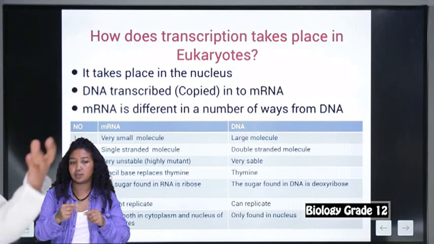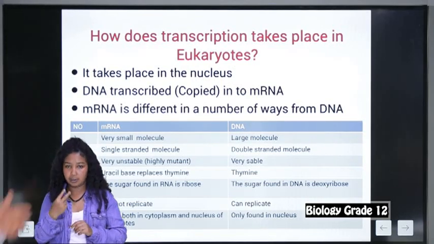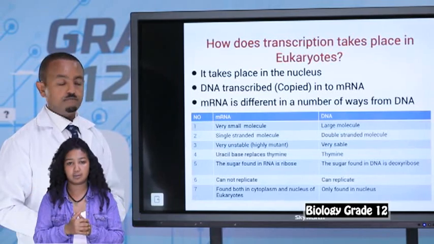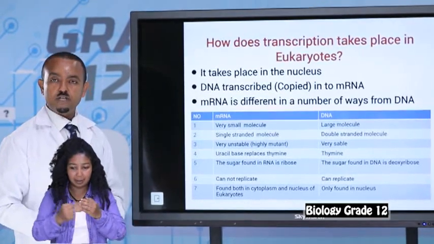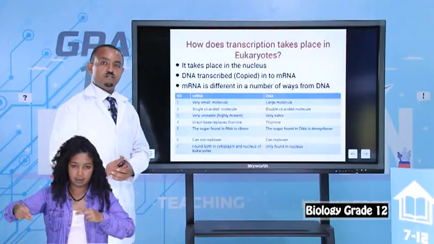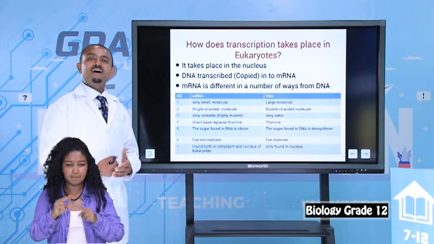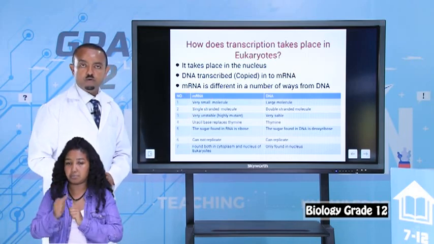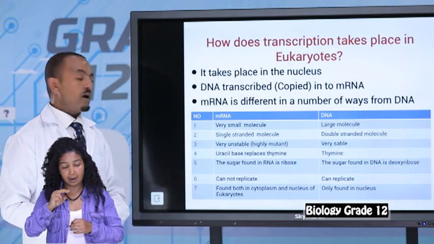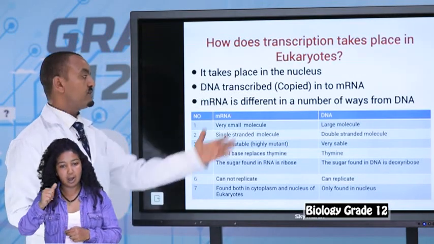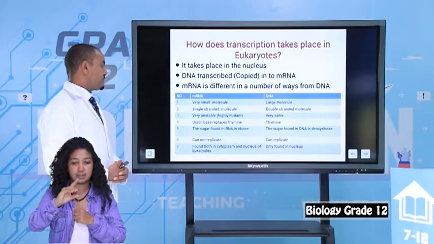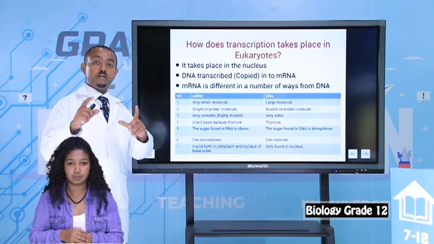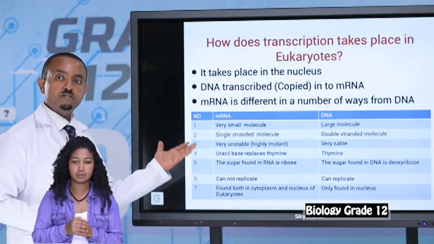Let's see some differences between messenger RNA and DNA. Messenger RNA is a very small molecule, and DNA is a larger molecule. Messenger RNA is a single-stranded molecule, and DNA is a double-stranded molecule. Messenger RNA is very unstable, it is highly mutable, but DNA is a very stable molecule. Messenger RNA has uracil in place of thymine, whereas in DNA the base is thymine. The sugar found in RNA is ribose, the 5-carbon sugar, which is a pentose sugar.